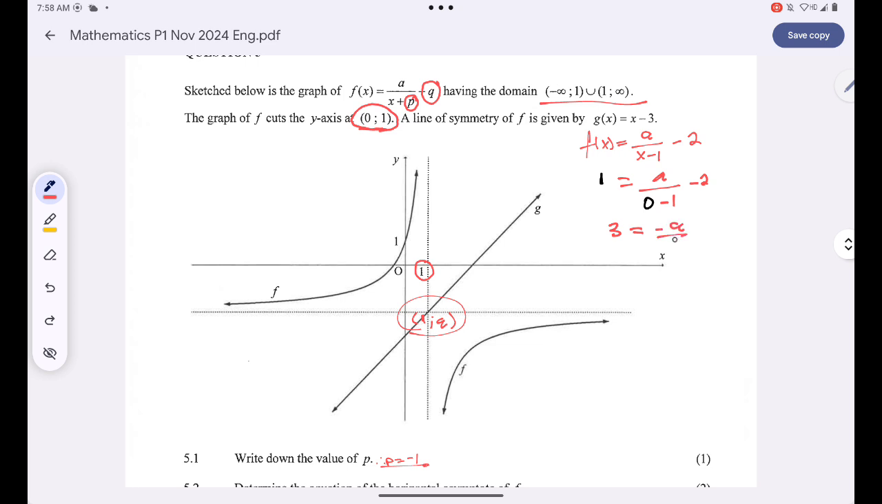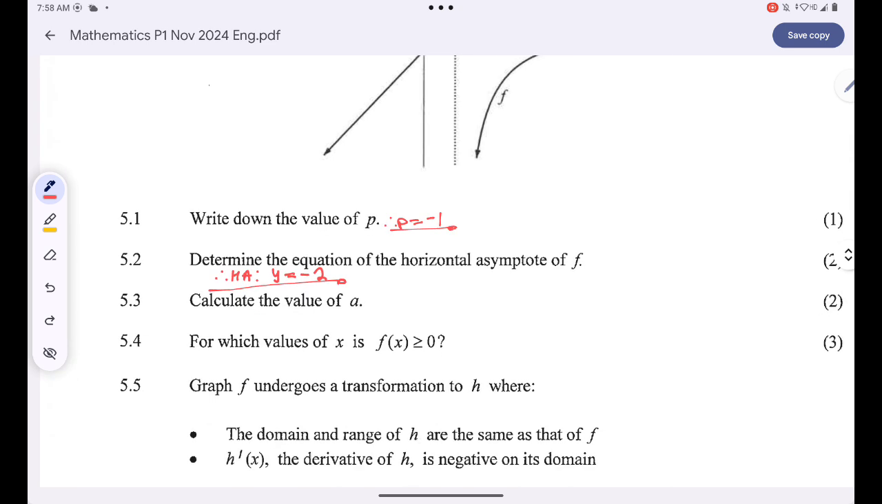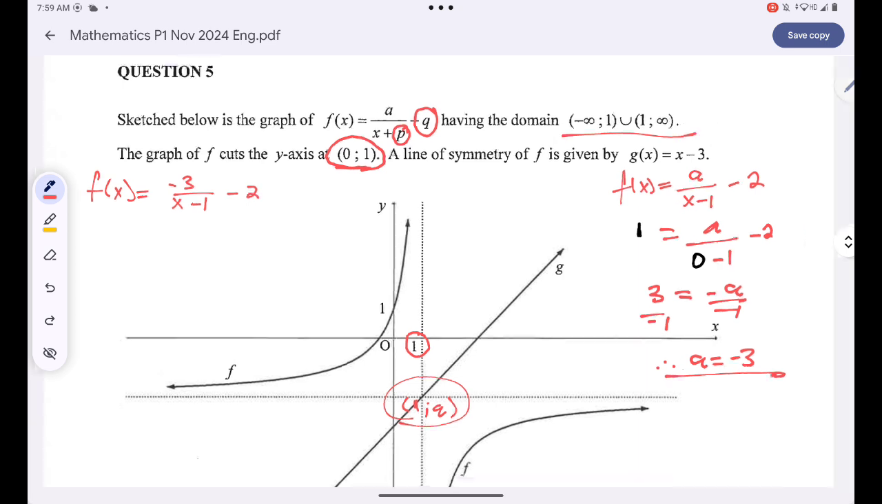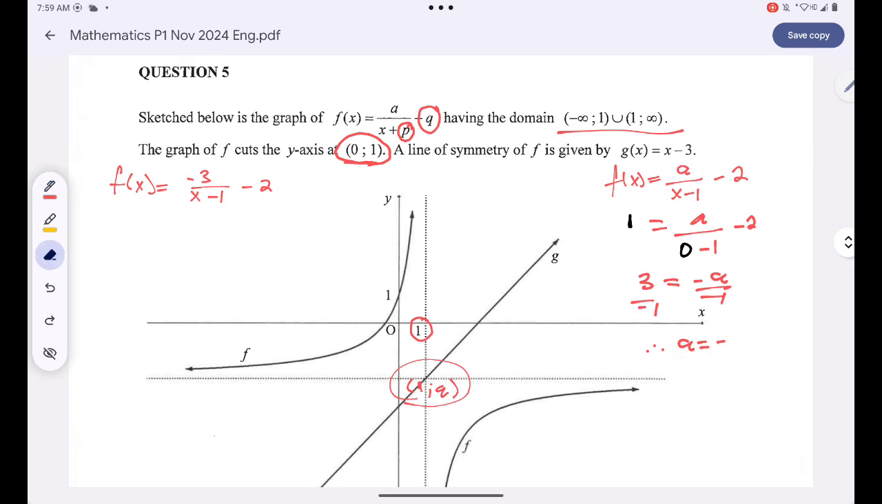I can divide both sides by negative 1, and therefore my answer will be negative 3. So a is equal to negative 3, right guys? So this simply means the complete equation of f of x is negative 3 over x minus 1, minus 2. That's my equation, yeah? Okay, now let's answer the following questions.